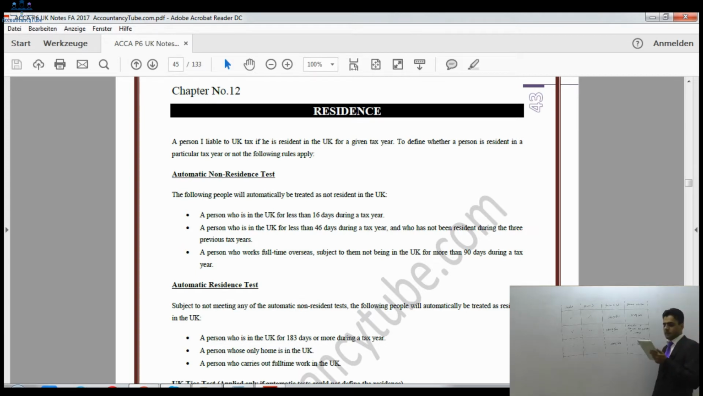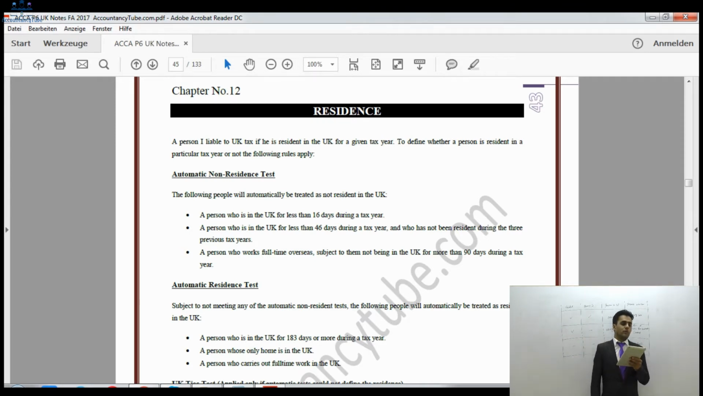And after that, the last one, a person who works full-time overseas, subject to them not being in the UK for more than 90 days. So if you work full-time overseas and you are not in the UK for more than 90 days, you will be considered automatically non-UK resident, then you won't be paying any UK tax. So someone who fulfills any of these criteria will be considered as non-UK resident and he won't be paying any UK tax.